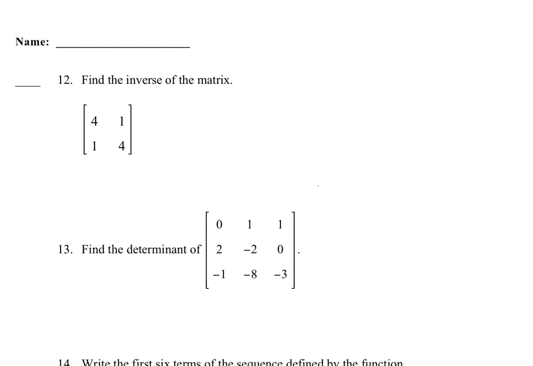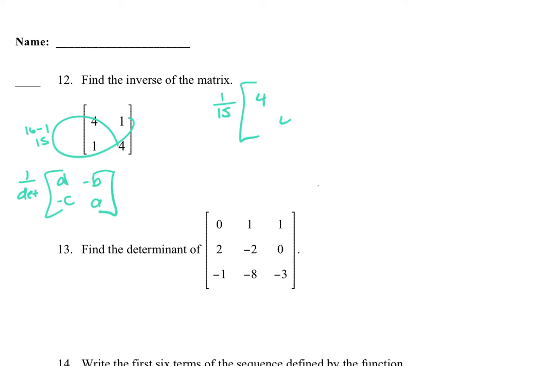All right, 12 is the inverse. So for this, the shortcut is 1 over the determinant, which is the Jesus fish, and then we switch the A and the D. So this becomes D and this becomes A, and we negate the B and the C. So fish first, this would be 16 minus 1, which is 15. 1 over 15 times, switch the 4 and the 4, change the signs on the 1 and the 1. And this becomes 4 fifteenths, negative 1 fifteenth, negative 1 fifteenth, and 4 fifteenths.